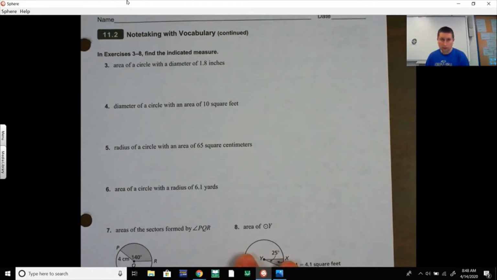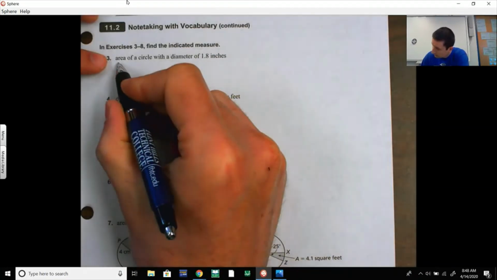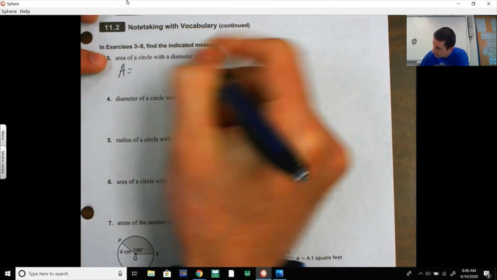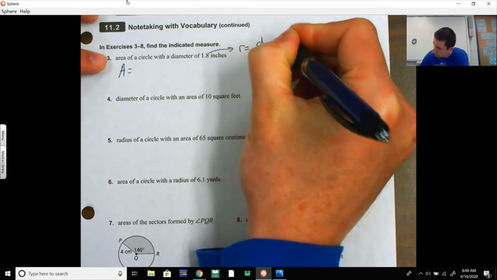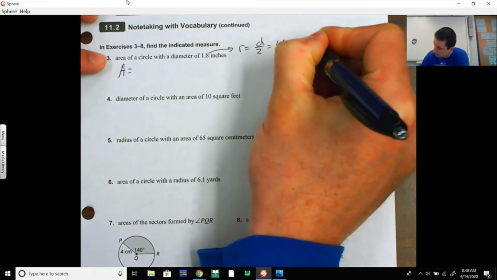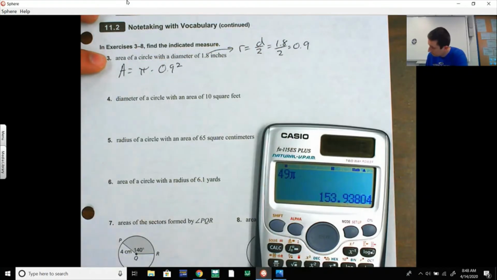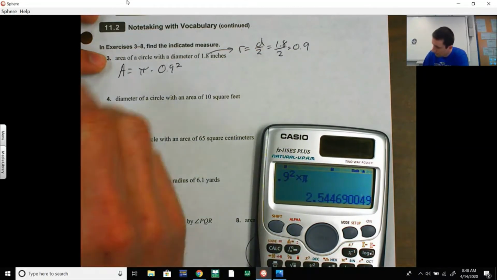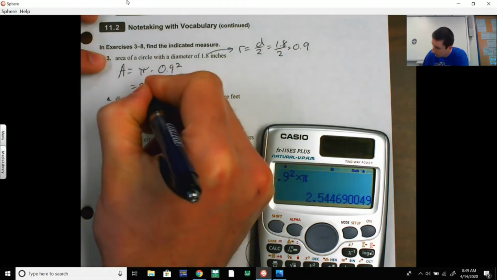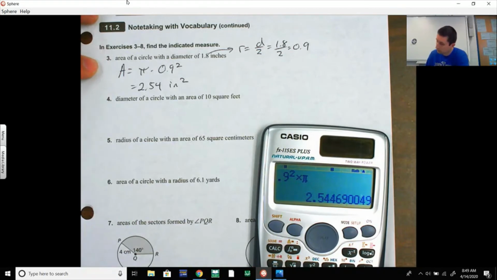Area of a circle with a diameter of 1.8 inches. So they're not drawing us the picture anymore, but they want the area. With a diameter of 1.8 inches, you need the radius, which is diameter divided by 2. So that's 1.8 divided by 2, which is 0.9. So pi times 0.9 squared. About 2.54 square inches.